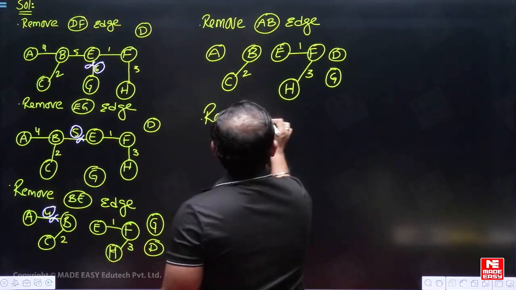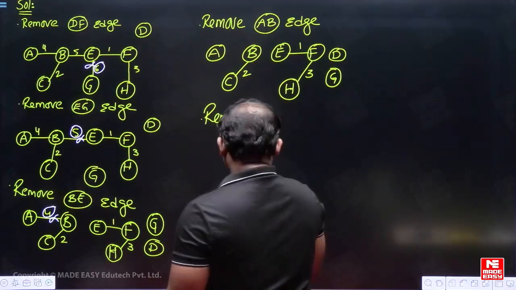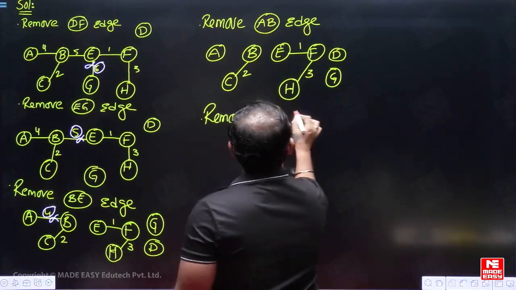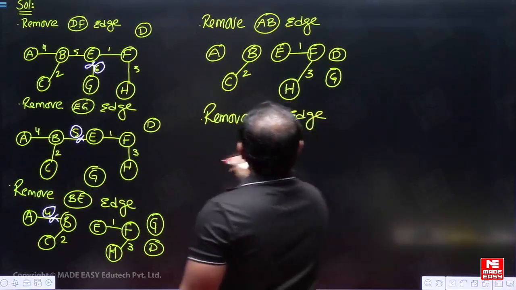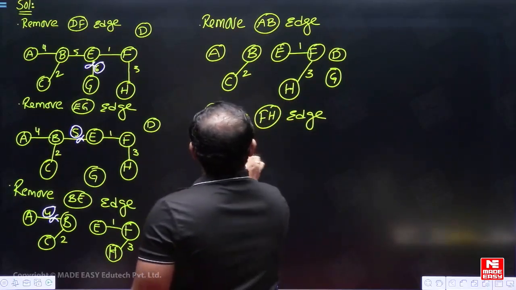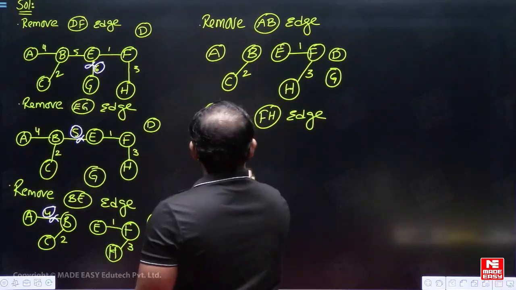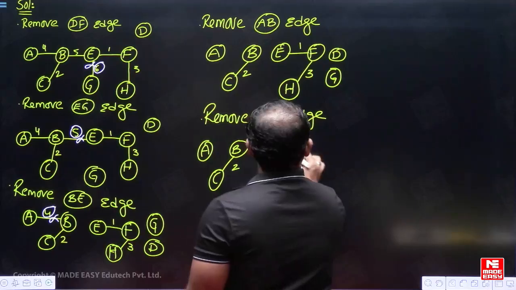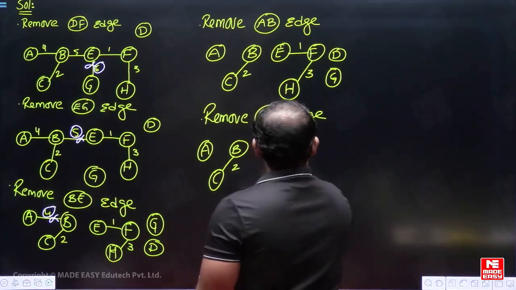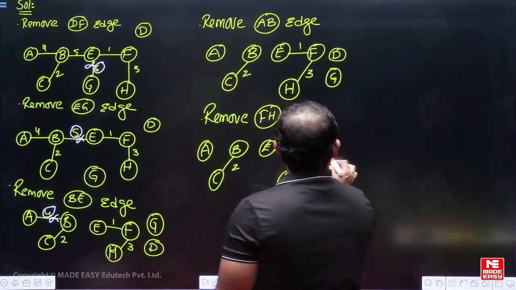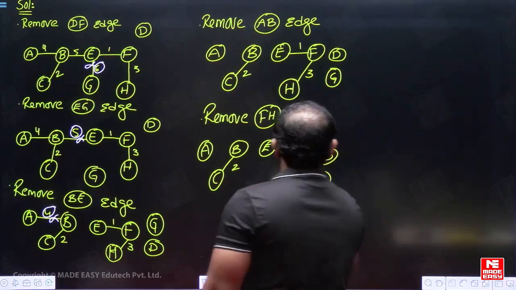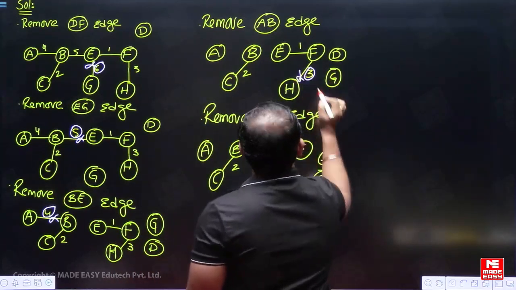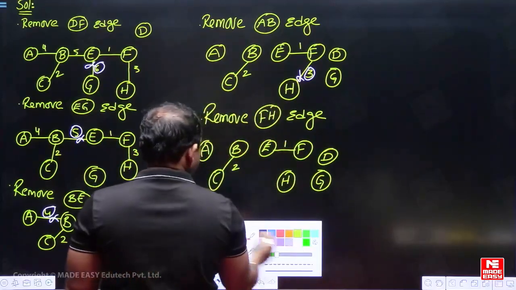Remove the FH edge. Okay, that is A, B, C. This is 2. Then E, F. This is 1. Then H is separated. D is separated. G is separated. Okay. So this is 3. More weightage removed.